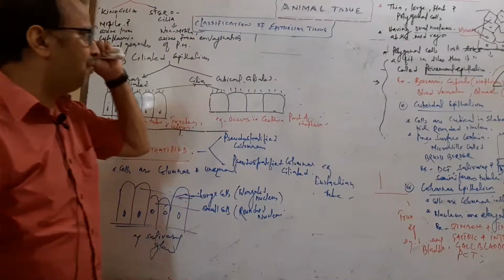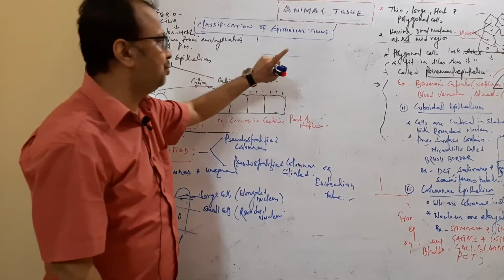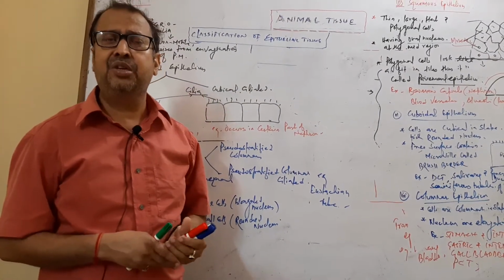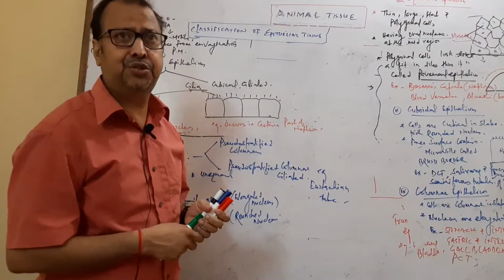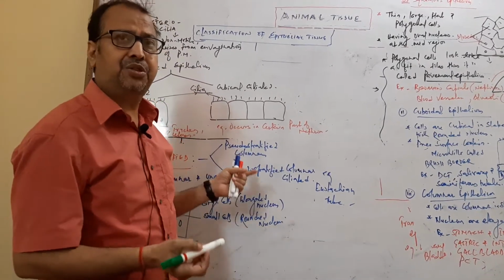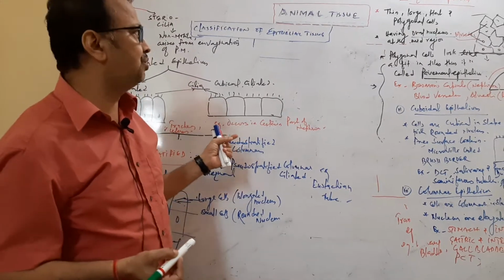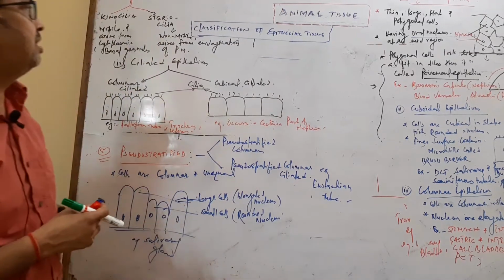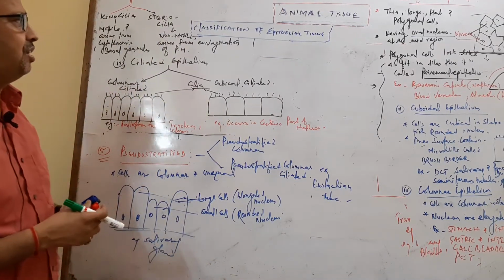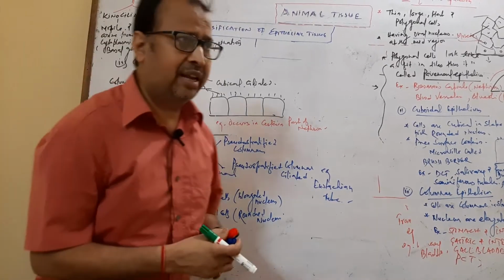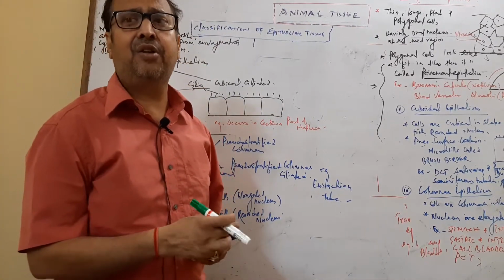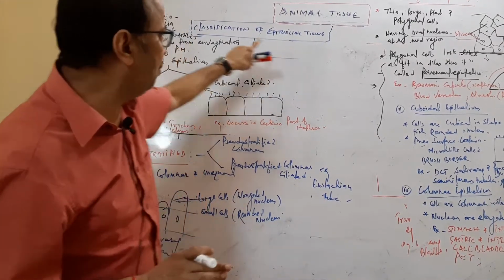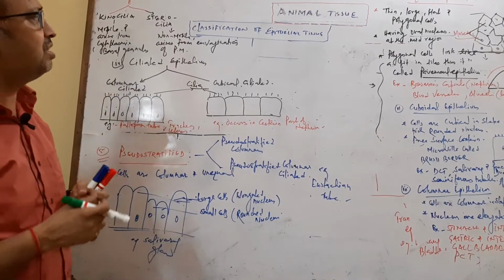Hello friend, now we are going to start animal tissue. We previously discussed the types of animal tissue. There are mainly 4 types of tissues: epithelial tissue, connective tissue, muscular and nervous tissue. First we discuss the epithelial tissue. The characteristics and functions of epithelial tissue we already discussed in previous classes. Now we start the classification of epithelial tissue.